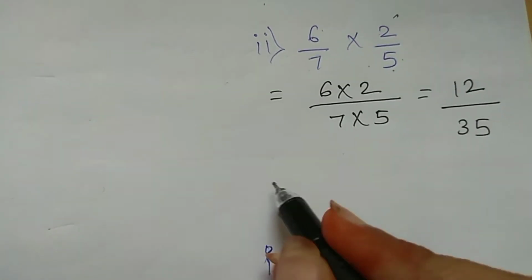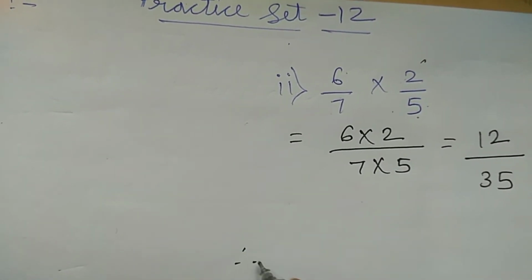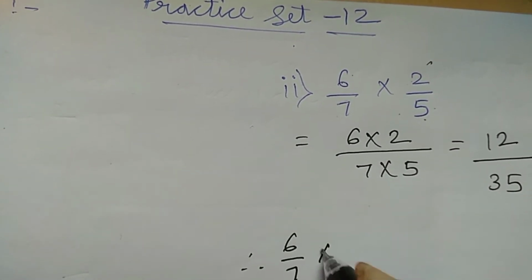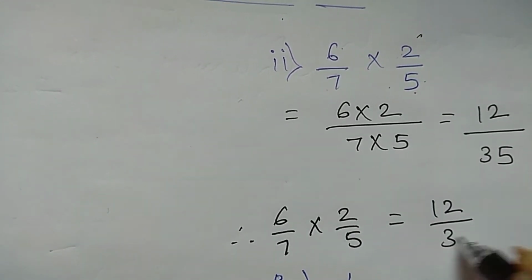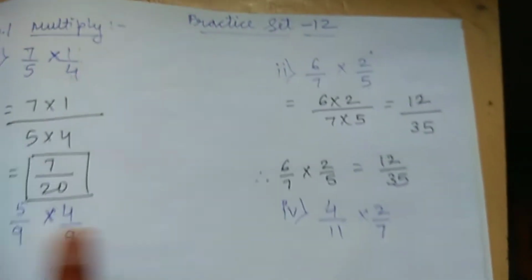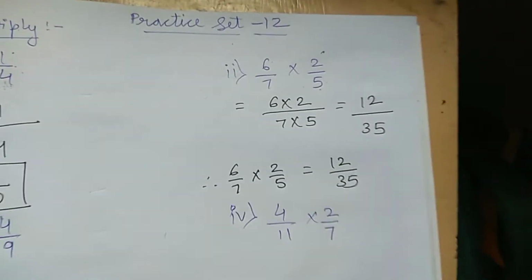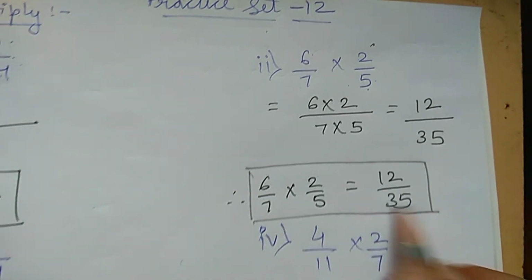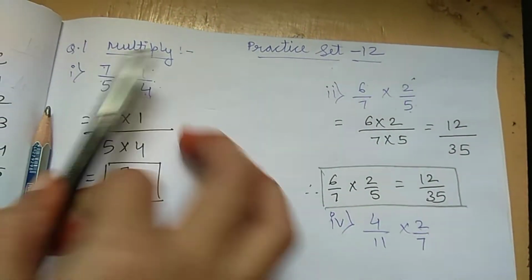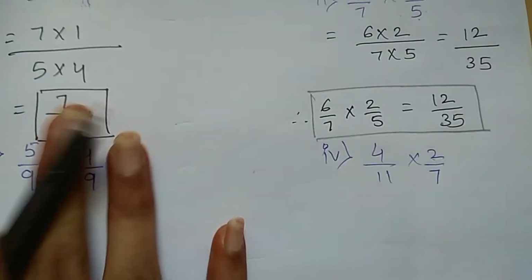This is our answer. So the way I was telling you to write your answer was this: 6 upon 7 into 2 upon 5 equals 12 upon 35, and put a box. This way. Okay. Next.